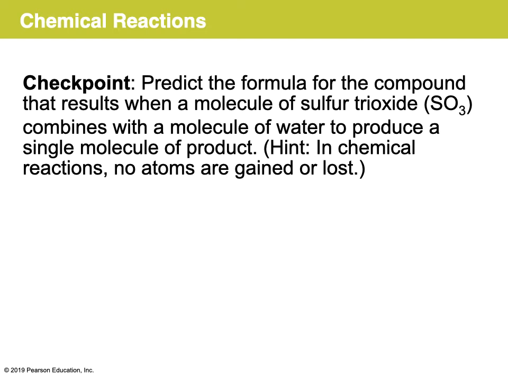Now they tell you in the next one to predict the formula for the compound that results when a molecule of sulfur trioxide, 3 oxygens, combines with a molecule of water to produce a single molecule of product. What they want you to do here, and if you've had chemistry before, you've already done this, is predict writing that thing out, including all the parts, right? So you put those two things together.